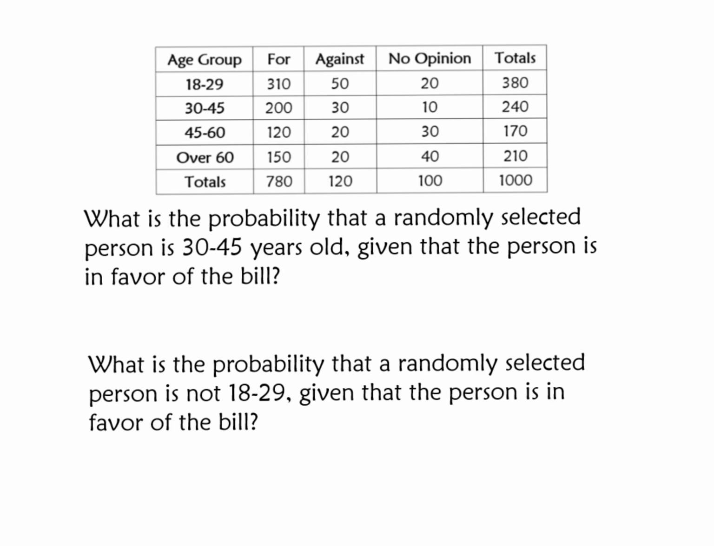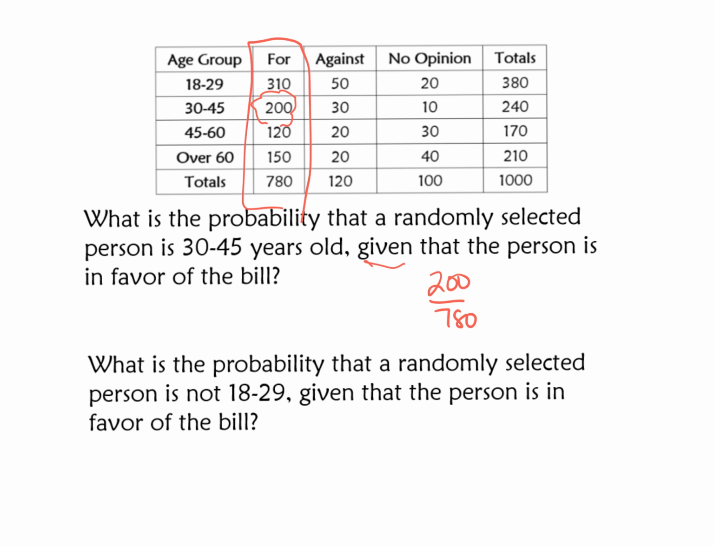All right, so this is the same data again. What's the probability that a randomly selected person is 30 to 45 years old, given that the person is in favor of the bill? So here's the given, that they're in favor. So that's 4 right here. So we want 30 to 45 years old. So we're focusing on the 200 out of 780.